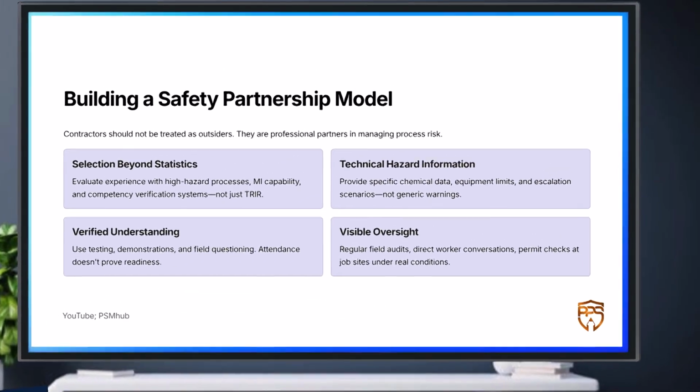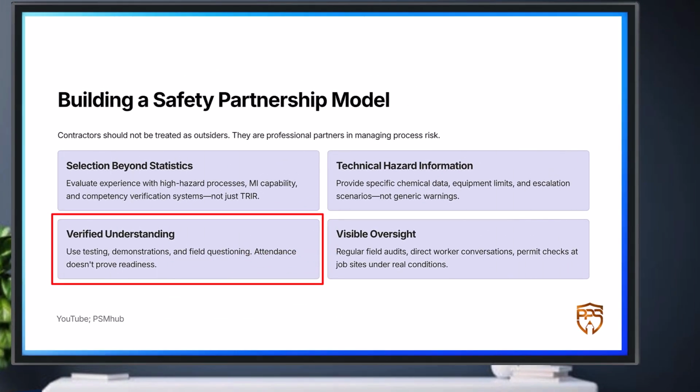Another critical pillar is verification of understanding. The most important requirement in contractor training is the means to verify understanding. Attendance sheets don't prove readiness. Effective contractor programs use testing, practical demonstration, and direct questioning in the field. If understanding is not verified, then training has failed, no matter how complete or impressive the documentation may look.